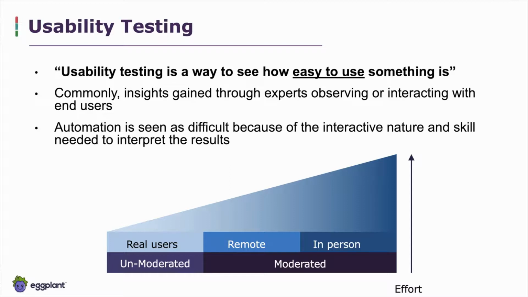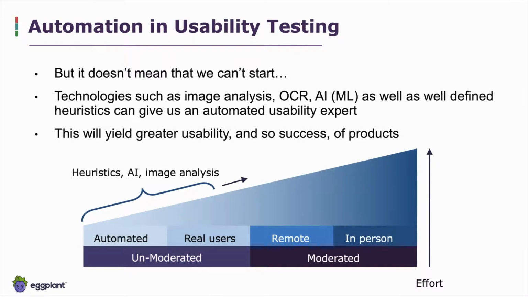And you can see some sliding scale of effort there, where you get an expert in person organizing various studies in either some contextual inquiry or ethnographic or whatever it would be study in order to glean some of these insights. So quite a skilled, heavyweight process to gain real insights. But it doesn't mean that we simply can't start by looking at this using all the different technologies we have at our benefit here. So we can use our existing technologies. We have OCR, AI, machine learning, image analysis, and then a set of well-defined heuristics that can give us an automated usability expert in the box.